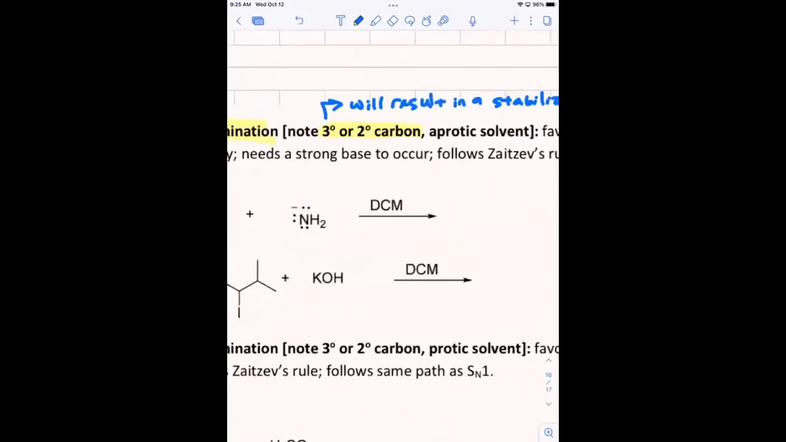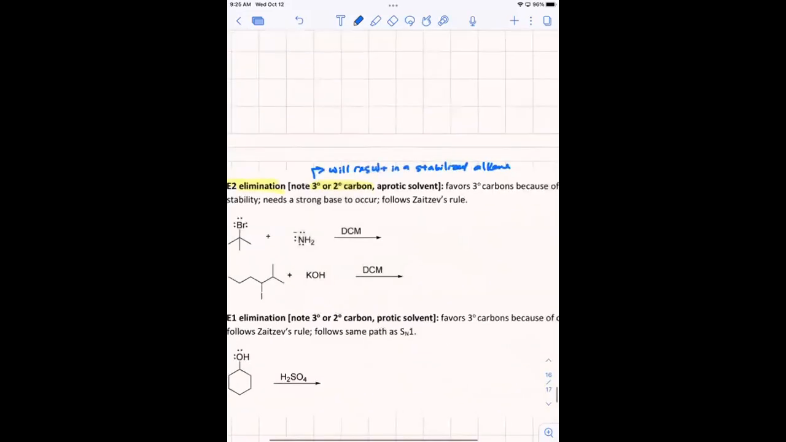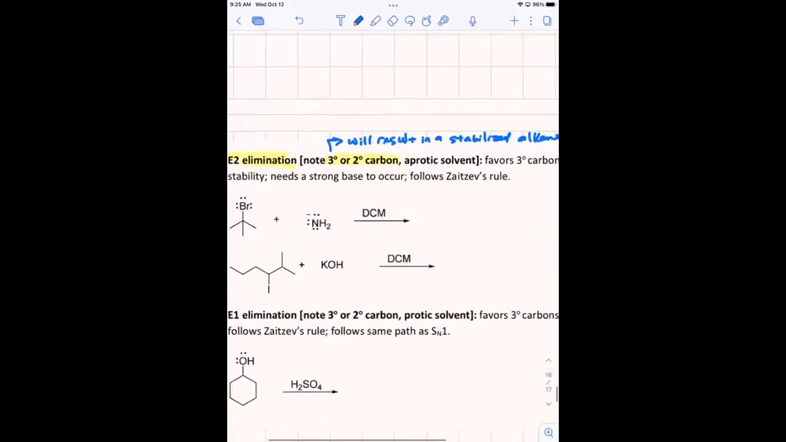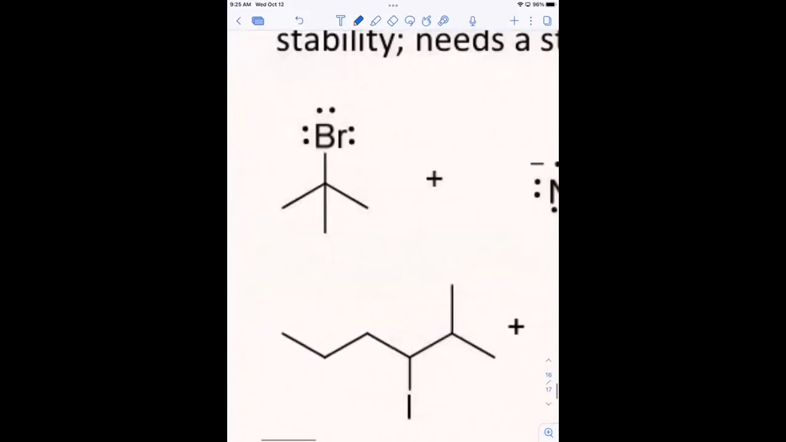So elimination always results in the formation of a pi bond in the product. It can be a double or a triple bond, but it always results in the formation of a pi bond. Right. So here in this example, we're going to use the same methodology, that ICE method. Identify, characterize, execute. So we see this is our leaving group.